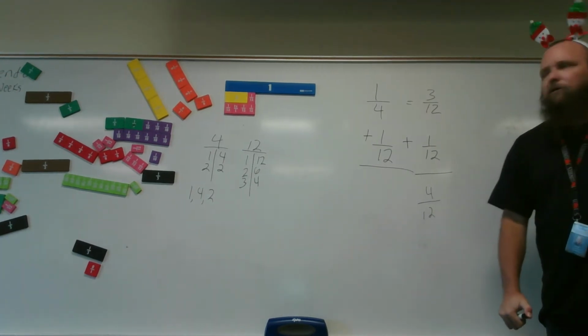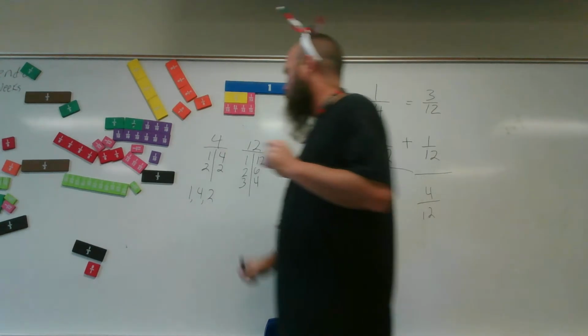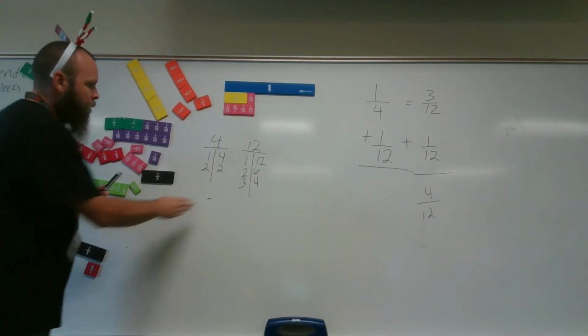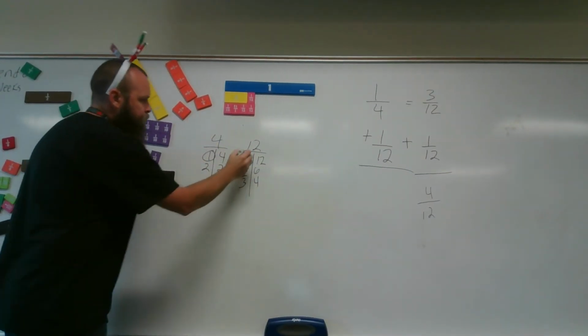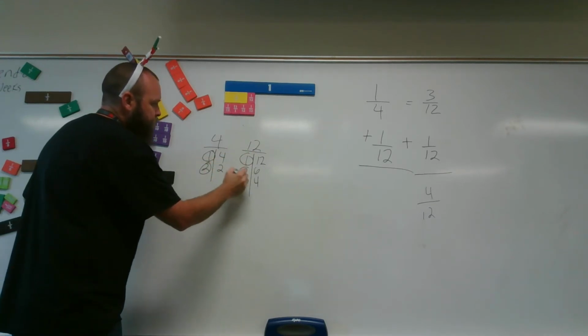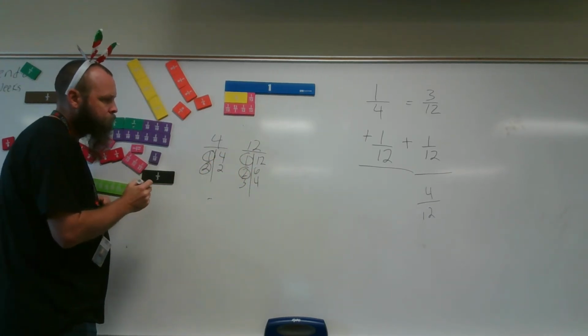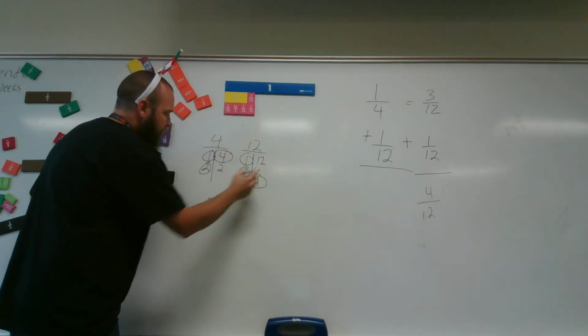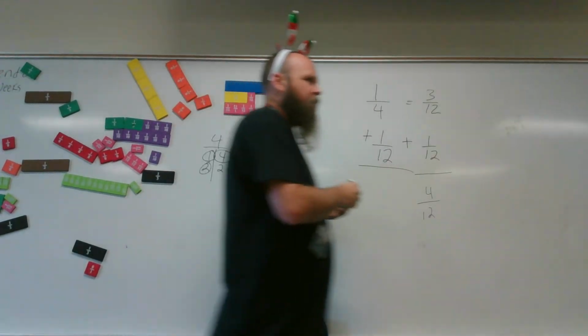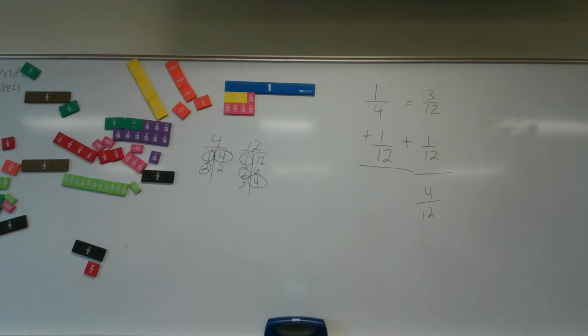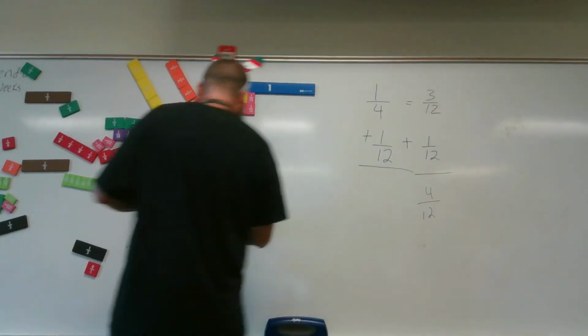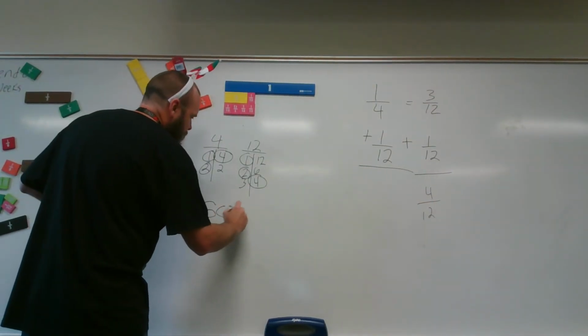So Tristan, please tell me what they have in common. They have 1 in common. Good. They have 2 in common, and a 4 in common. So they have 1, 2, and 4 in common. So if they have 1, 2, and 4 in common, Riley, what is the greatest common factor? 4. So my greatest common factor equals 4.